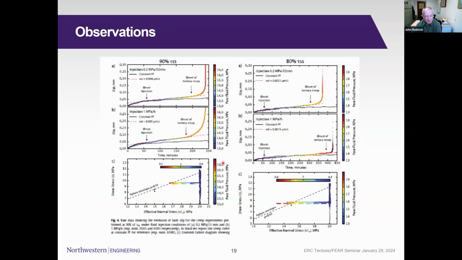This is their results. So the 90% is on the left, the 80% on the right, and the top row is the 0.2 megapascals per 12 minutes. The middle one is the one megapascal per hour. So they start injection, they get basically steady increase in slip. So they call that bulk creep. And then there's an onset of tertiary creep, which they identify, and then a rapid upturn in the slip, and also the velocity. So they do see unstable behavior, even though the material behavior is velocity strengthening.